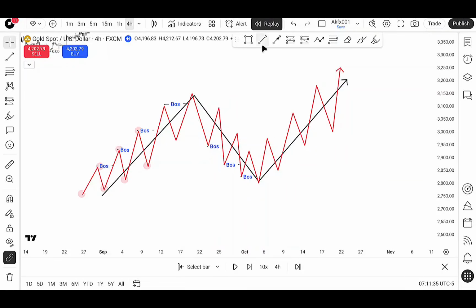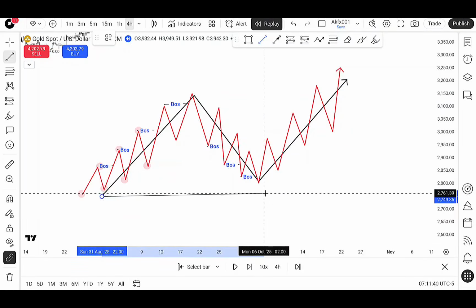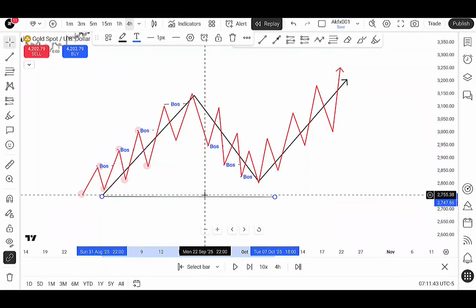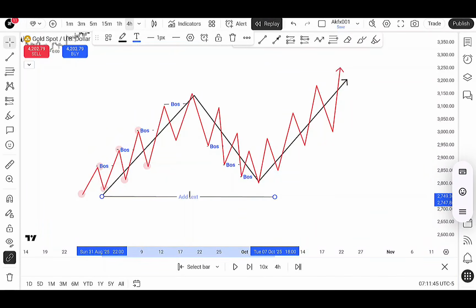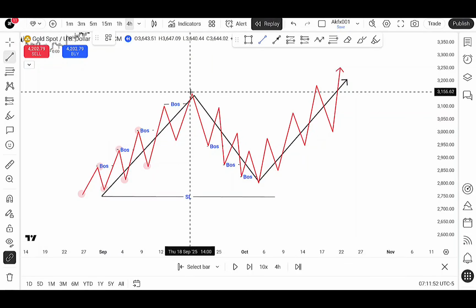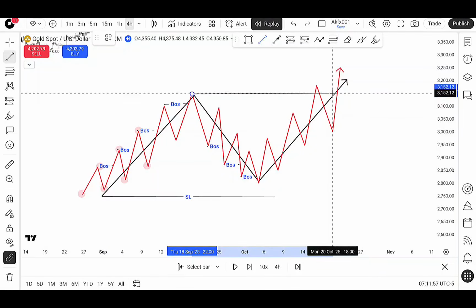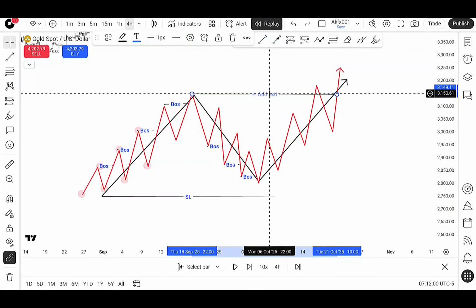Immediately you enter your TradingView, go to the higher time frame first. In the higher time frame, we mark out the lowest point of this trading range. The lowest point is here. We call it our swing low. Then we mark out the highest point. This is the highest point here. We call it our swing high.